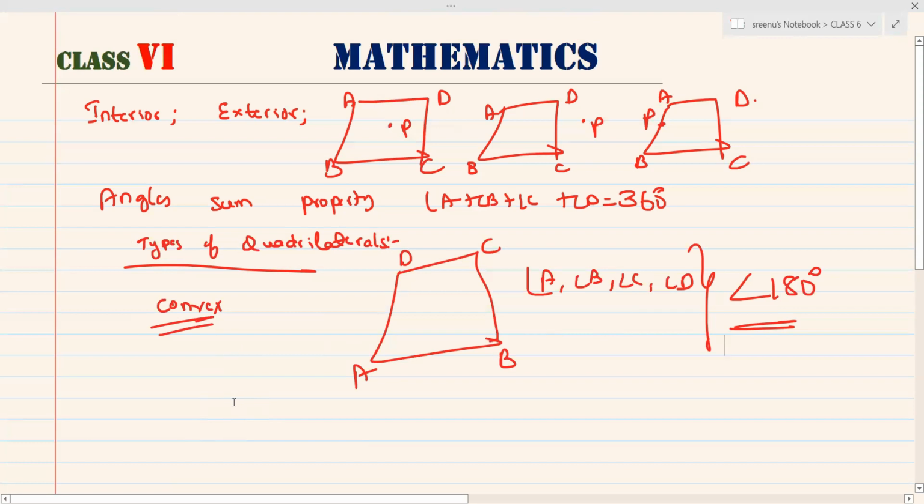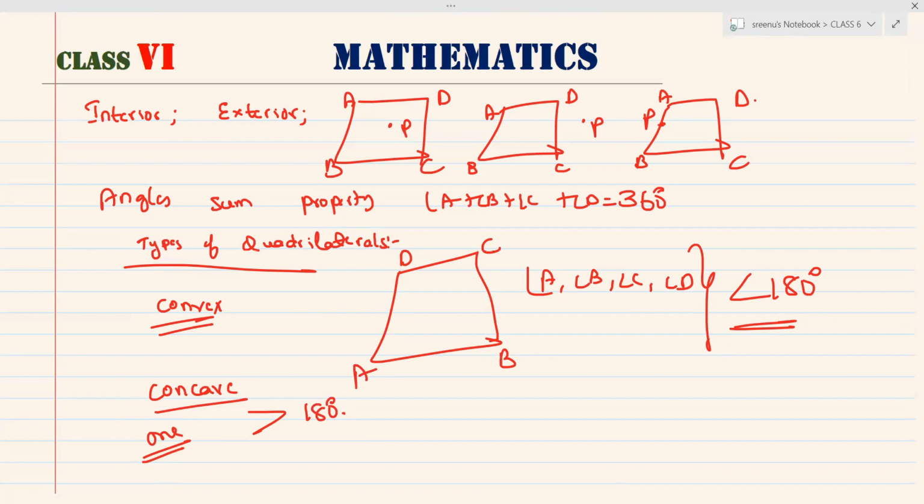And concave is obviously the opposite. In a concave polygon, not each interior angle, but at least one interior angle is greater than 180 degrees. Okay. Convex and concave. So convex is each interior angle less than 180, and concave is at least one angle greater than 180 degrees.